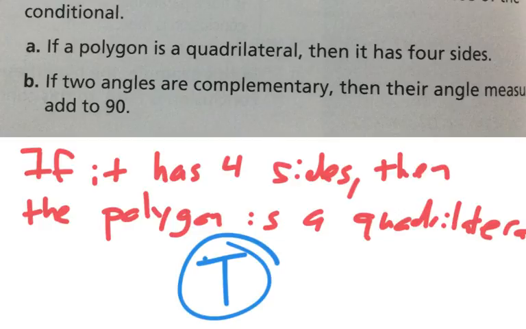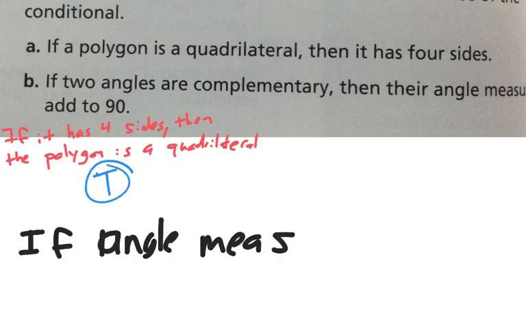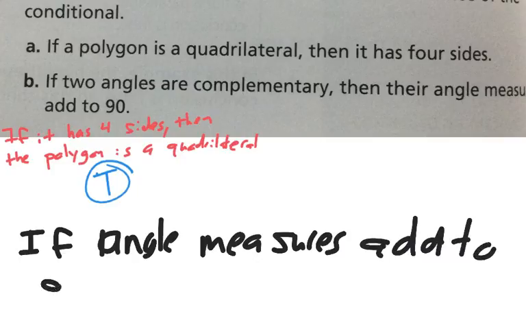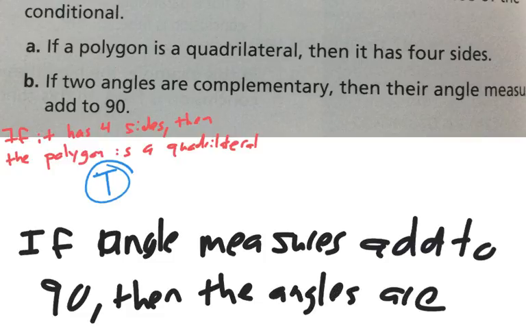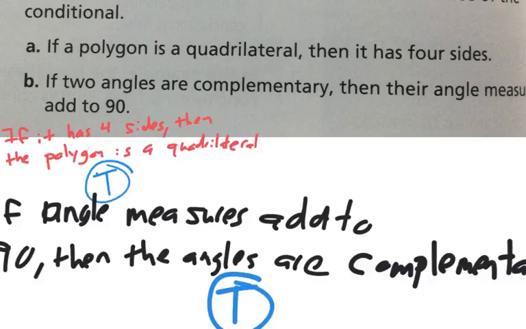All right, what about B part? What would be the converse? If angle measures add to 90, then the angles are complementary. Now, is that true? If I have two angles that add to be 90, are they automatically complementary? Yes, they are. That's what makes complementary angles. Complementary angles are two angles that add to be 90.